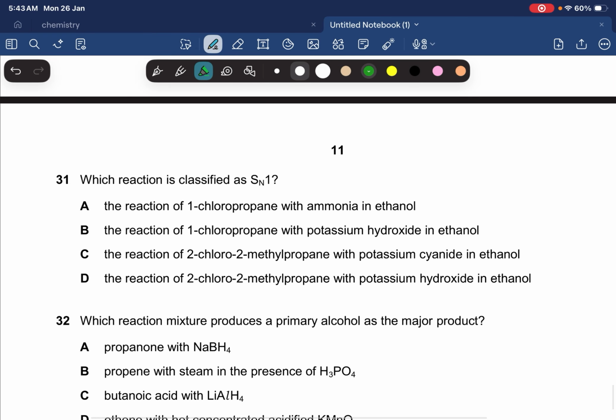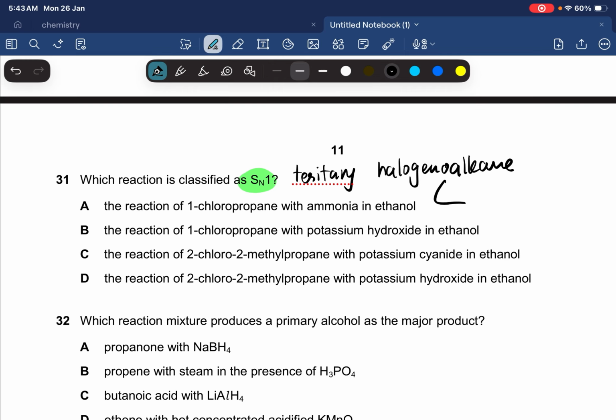Which reaction is classified as SN1? So basically, when you have a tertiary halogenoalkane, and you add OH to it, something that's going to contain an OH, like potassium hydroxide or sodium hydroxide. A reaction of 1-chloropropane, no. We need a tertiary halogenoalkane.